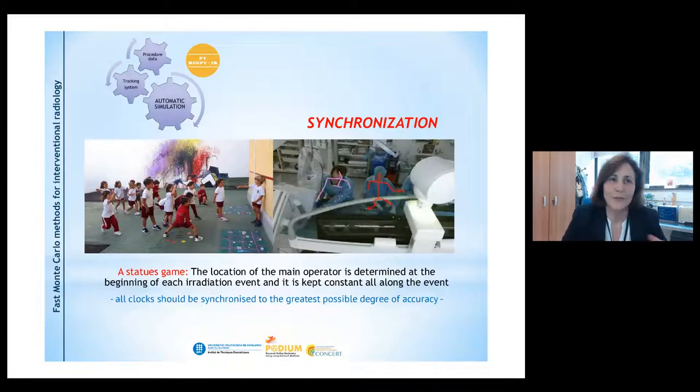But of course, we have to match in time the irradiation events and the position of the monitored worker. So MCGPU-IR does this matching, and to do so, the clocks of all PCs should be synchronized to the greatest possible degree of accuracy. That means we need at least an accuracy of 1 second, because most medical X-ray systems provide results in each second.